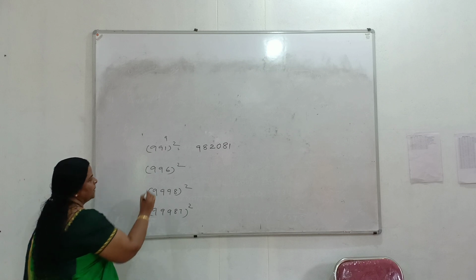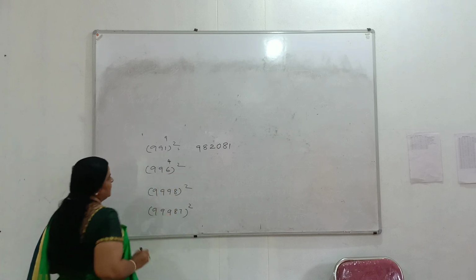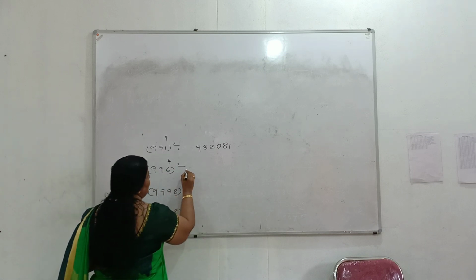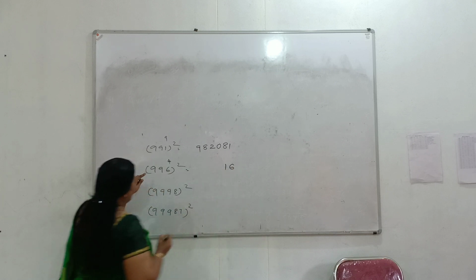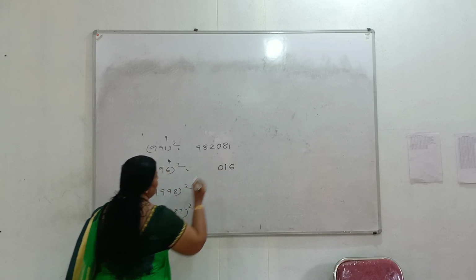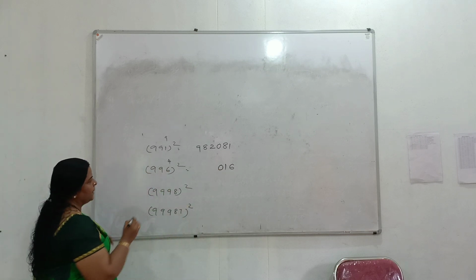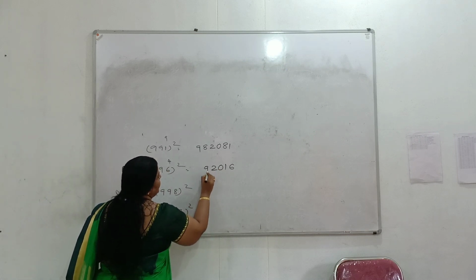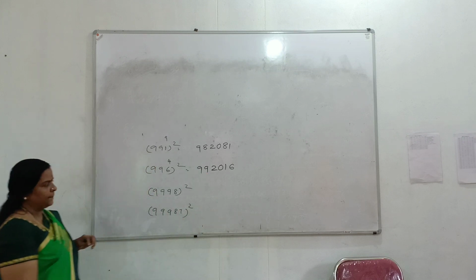996 square. Put 4 to this place. Take the square of 4, 16. How many digits are here? 3 digits. So put 1 0. Take the double of this number. 2, 9, 9. That is the answer.